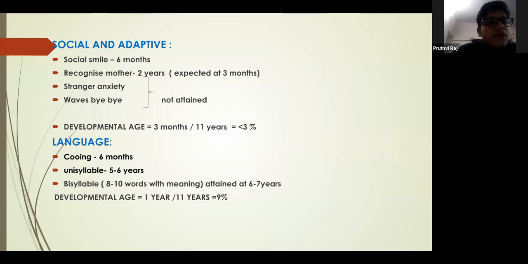Social and adaptive: social smile by 6 months, recognizes mother by 2 years, which is expected at 3 months. Other milestones not yet attained. Developmental age 3 months by 11 years, equal to less than 3%. Language: cooing at 6 months, unisyllable 5 to 6 years, bisyllable words, 8 to 10 words with meaning attained at 6 to 7 years. So developmental age 1 year by 11, which is equal to 9%.